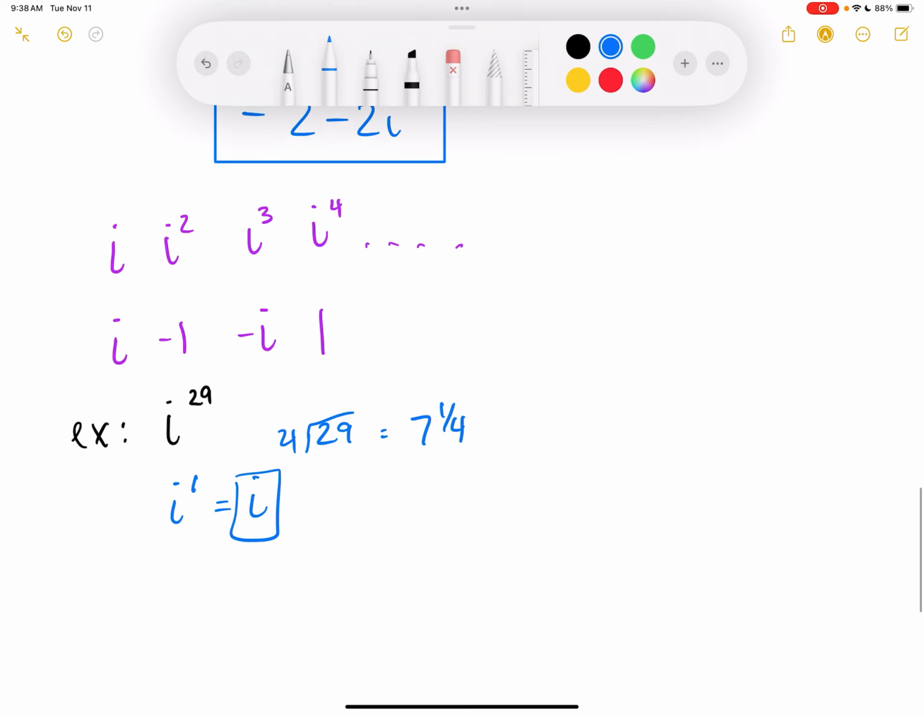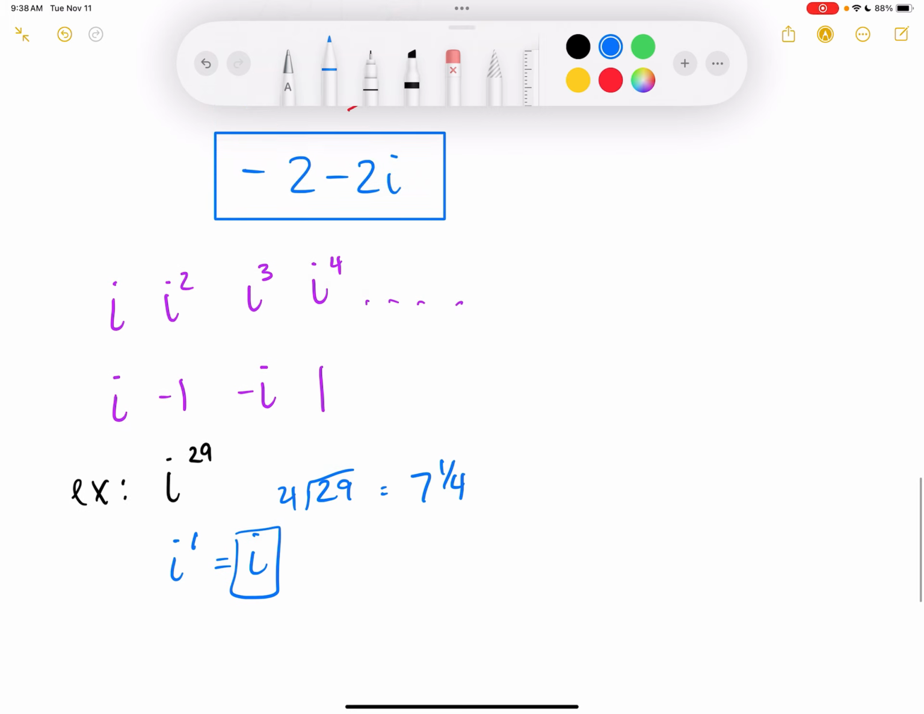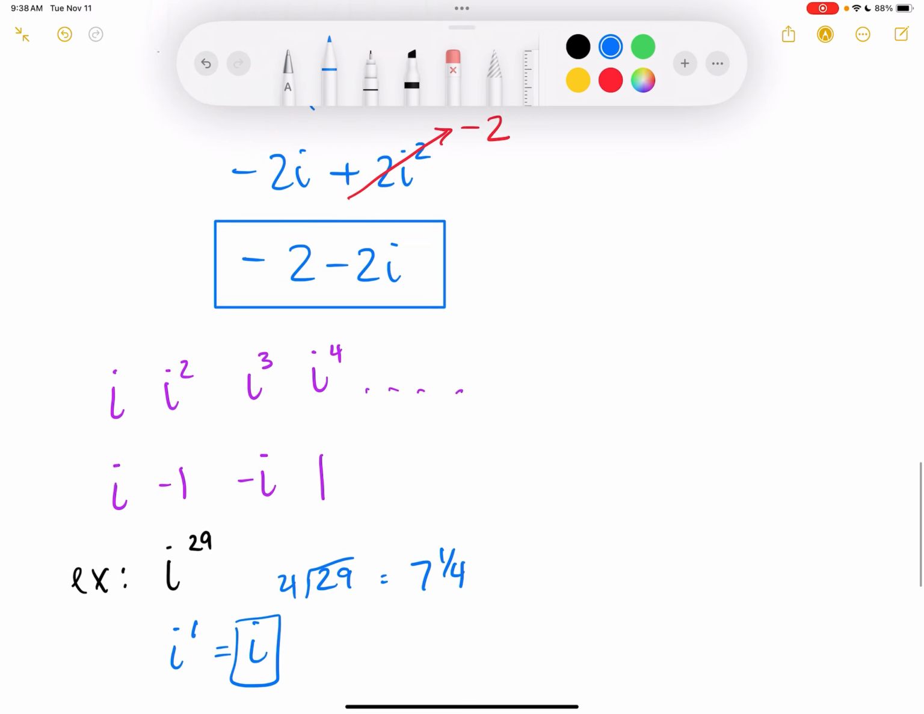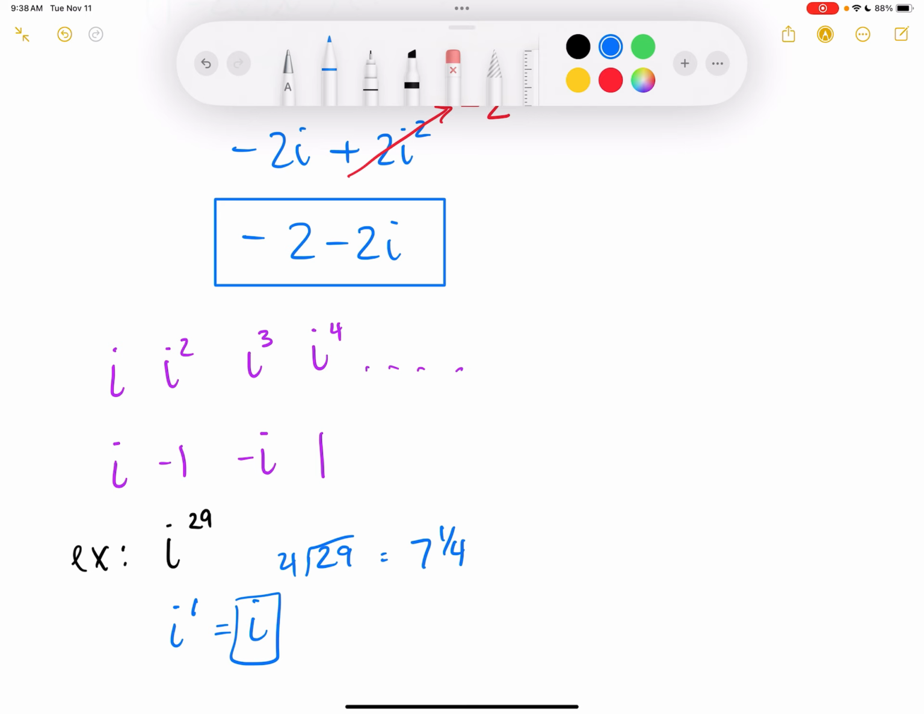I still don't understand how we got i. Yeah, I still don't know where. Like on the 7 and 1/4. No, not the 7 and 1/4, like the i to the 1 equals. Oh, because it would reduce down.